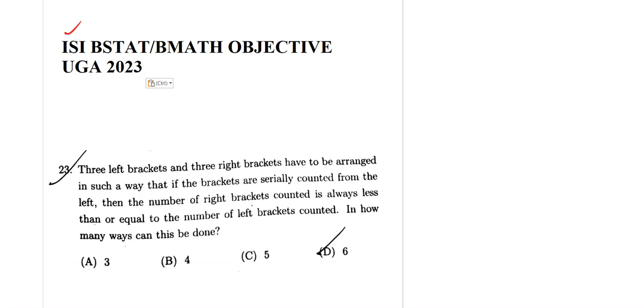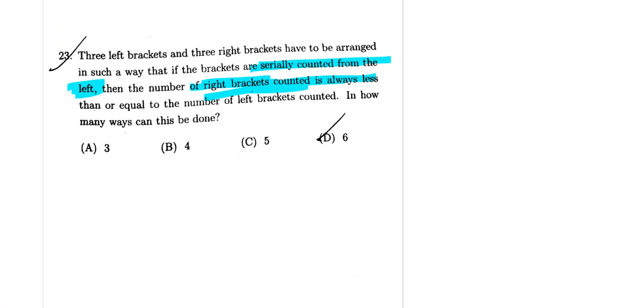Question number 23: three left and three right bracelets have to be arranged in such a way that the bracelets are serially counted from the left and then from the right. The right count is always less than or equal to the number of left.